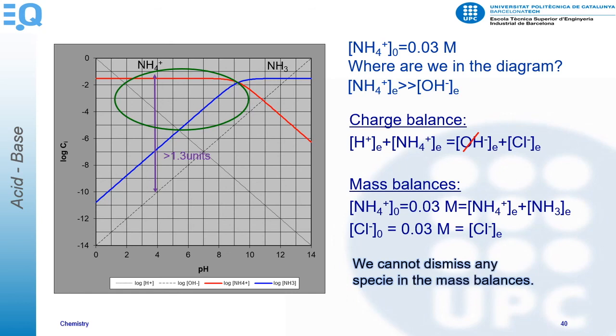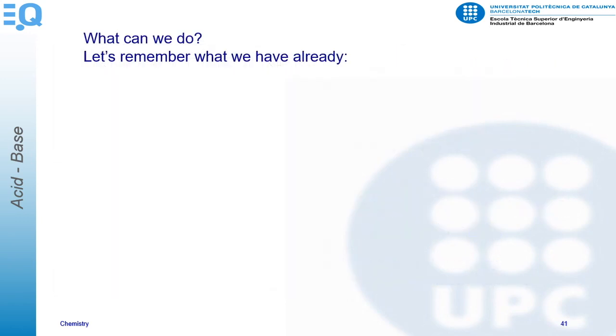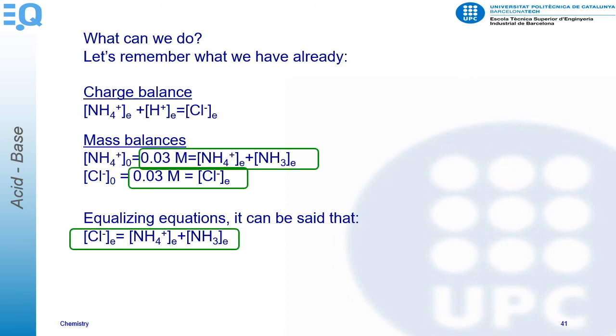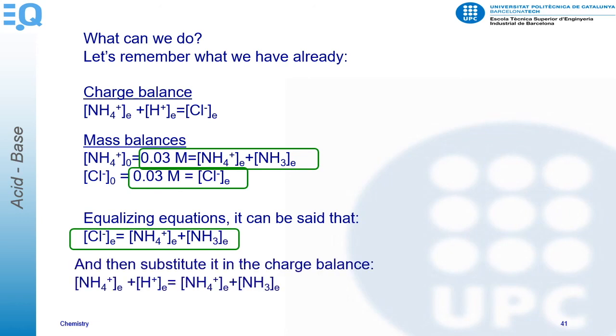We don't disregard NH3 nor H+, because we want to mathematically play with these equations to equal them. In the end, we will be able to disregard them. We have the charge and mass balances. If we equal the two mass balances and we substitute the charge balance, we get the equation from the slide. NH4 is found in both sides, so it can be simplified. The H+ concentration equals the NH3 concentration.